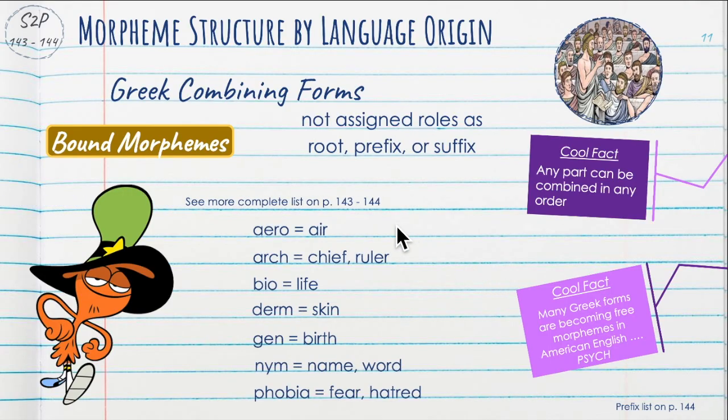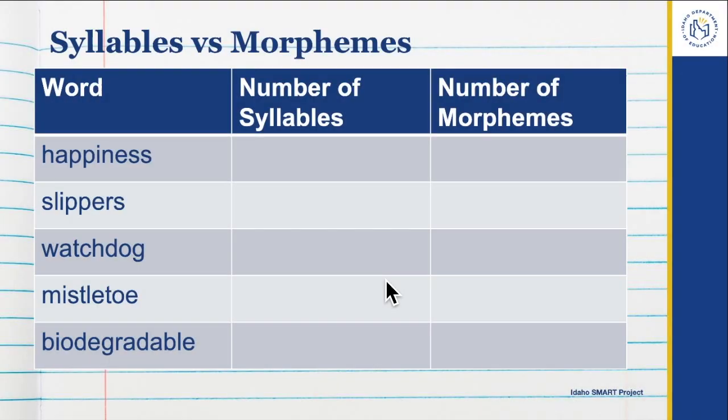Again, on page 143 to 144, she gives you a whole list of Greek combining forms that you can have fun playing around with words with. And in that same list later on, she gives you an order of what's an appropriate order to teach some of those as you're teaching them individually or adding them to your phonics lesson. Okay, so again, we have this idea of syllables versus morphemes here. Let's see if we can distinguish between the two. How many syllables are in happiness and how many morphemes? So again, keep that in mind, individual units of meaning, okay?